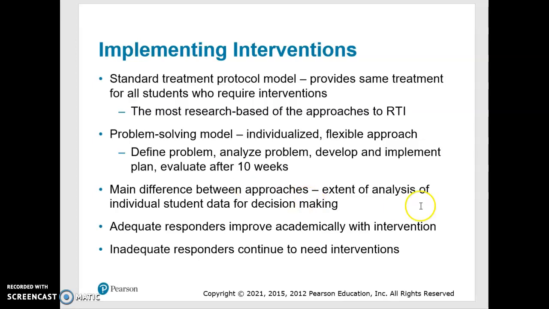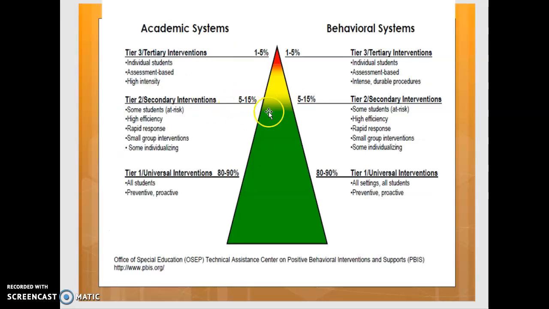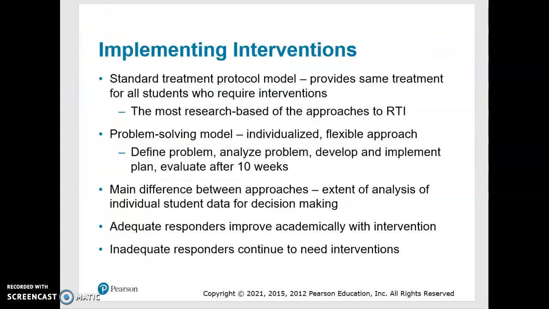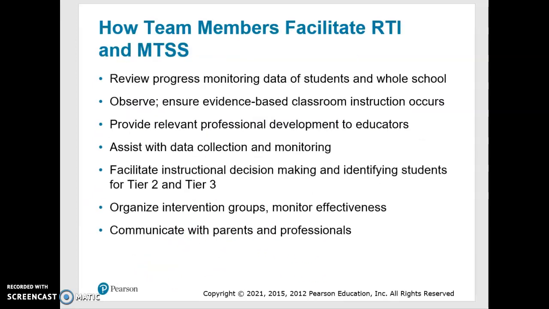Okay. So we want to look at the individual student data. Adequate responders might improve academically. Let's say we move that group of 5 students up to tier 2, right? And 3 of them start responding really well. They're now off the charts. Well, guess what? They probably don't need tier 2 anymore. You could just move them back to regular old tier 1. So students can move in and out of tiers. And inadequate responders, or those who fail to respond, they continue to need interventions.